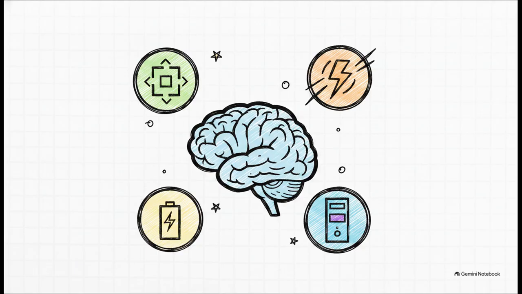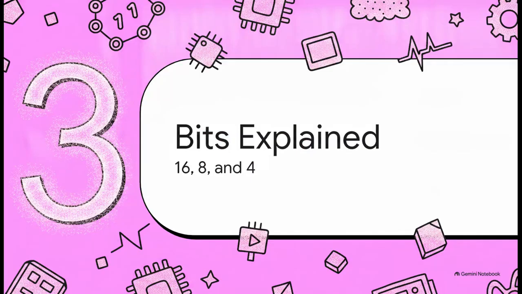It also means significantly lower computational power consumption. And crucially, it allows these massive models to actually run on consumer GPUs. We're talking about running cutting-edge intelligence right on the gaming PC sitting in your bedroom. Which leads us to Section 3, Bits Explained, 16, 8, and 4.